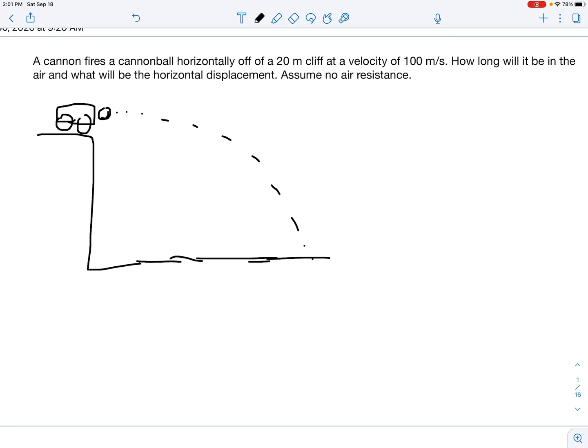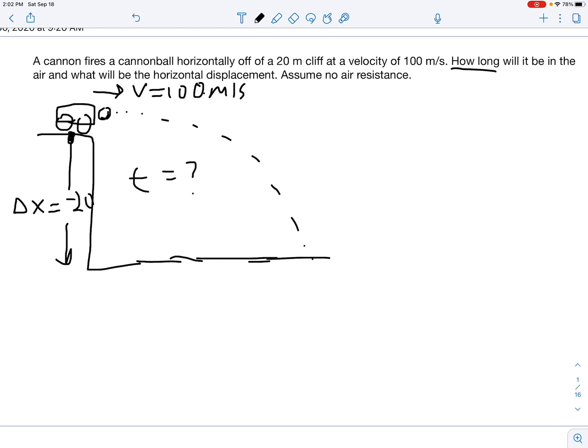And I know the velocity of the ball is 100 meters per second, so I'm going to write that. And the cliff is 20 meters high. But it's starting here, and I am drawing down, so I need to make sure I write that as -20. Okay, and what am I trying to find? I'm trying to find how long, so I'm trying to find my t, and I'm trying to find the horizontal displacement. So I'm trying to find this displacement.